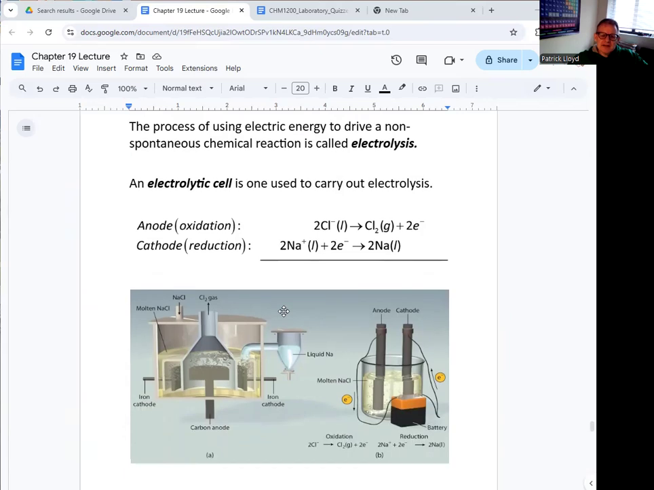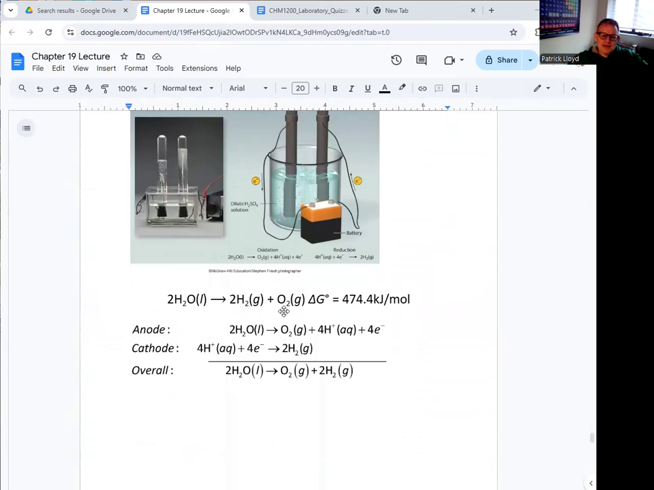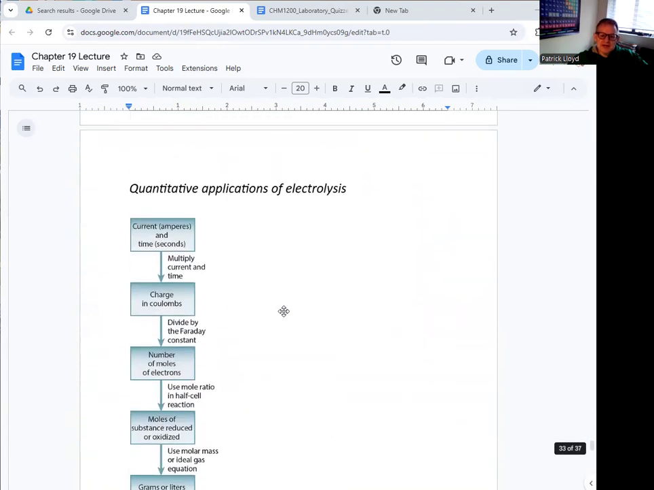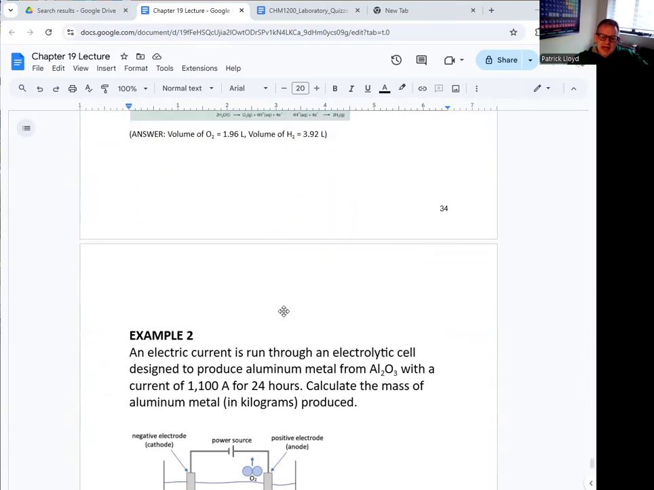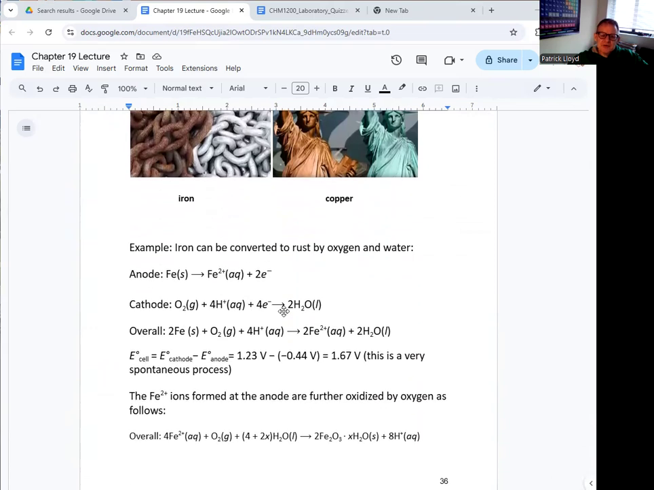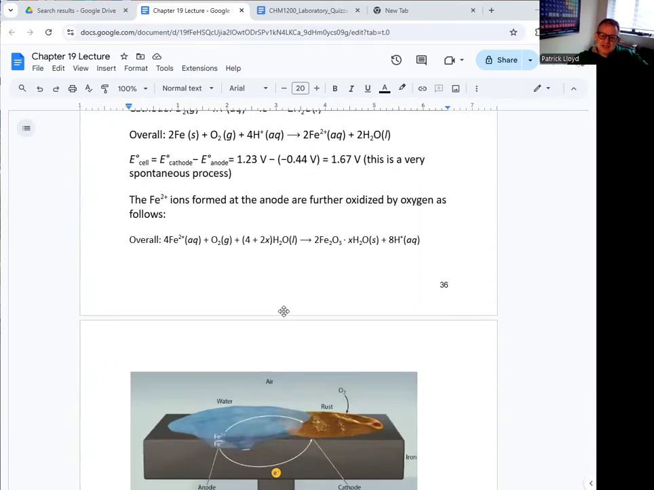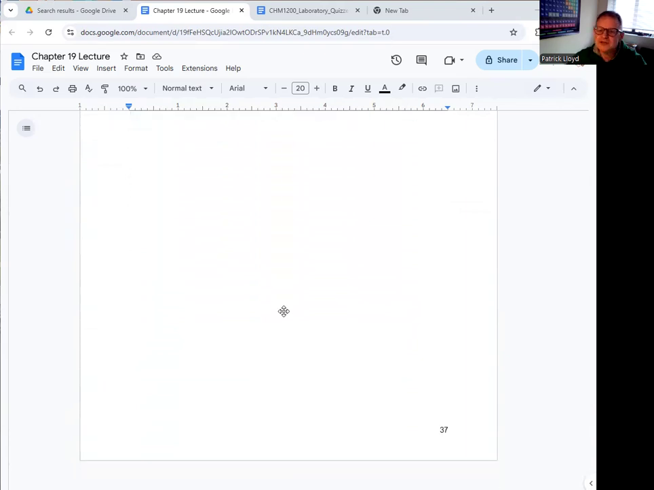So we'll talk about electrolysis, some examples of that, how you get sodium and chlorine out of sodium chloride, and then you can also do it with metals. So again, there are calculations with this, and those calculations are shown as examples. And then a brief discussion of corrosion. What is this idea of rusting and corrosion? And there's our chapter on electrochemistry.